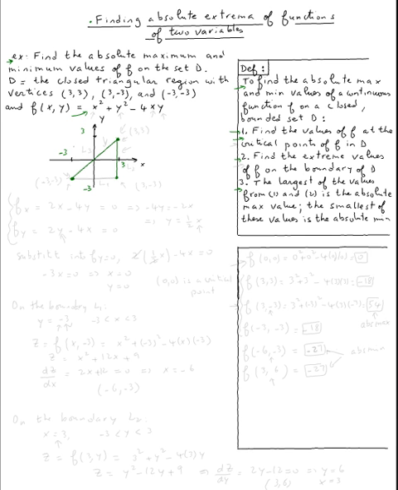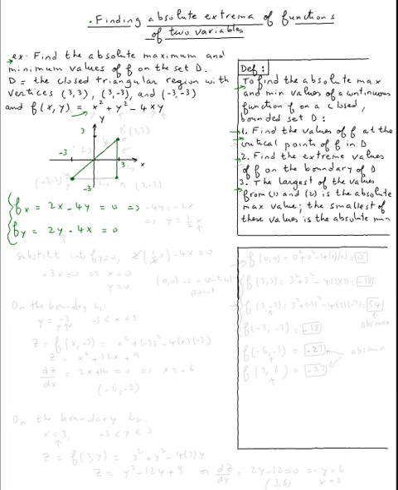So again, we'll start with step one. Find the values of f at critical points, and to find the critical points we need to set f sub x equals 0 and f sub y equals 0 and solve for x and y. The partial derivative with respect to x is going to be 2x minus 4y, and the partial derivative with respect to y will be 2y minus 4x. So we want to set both of these partial derivatives equal to 0 and solve. So how do we do that?